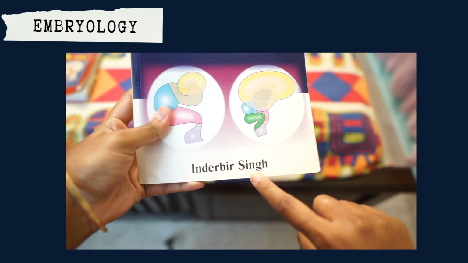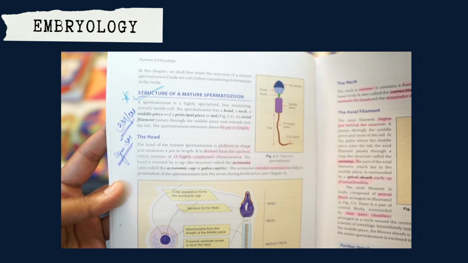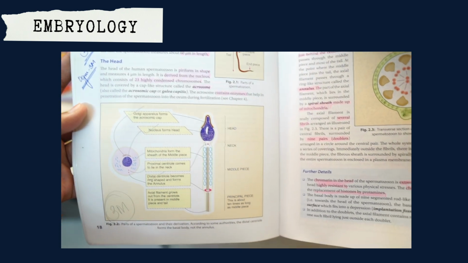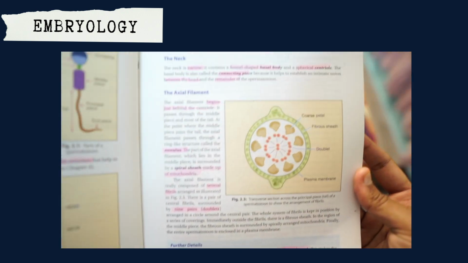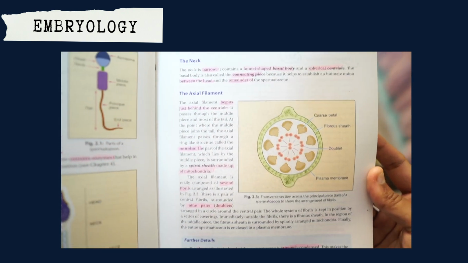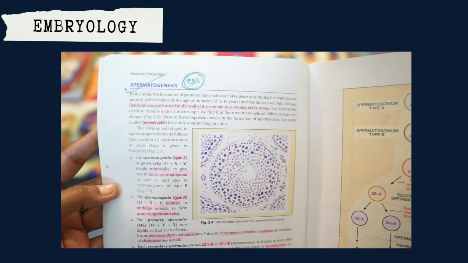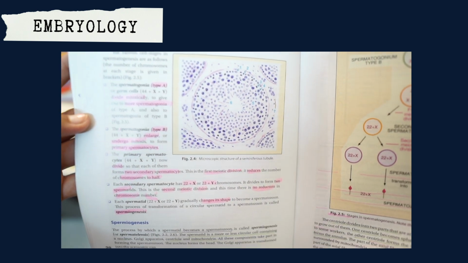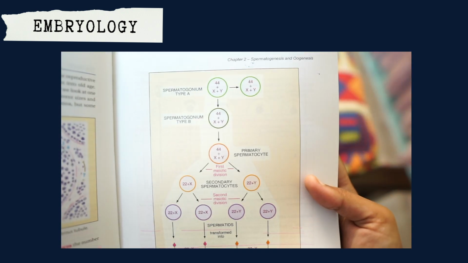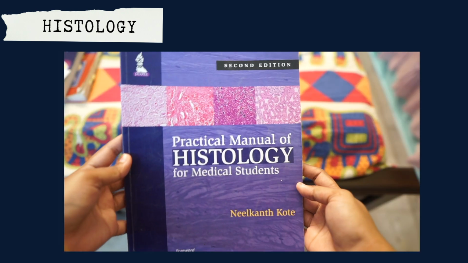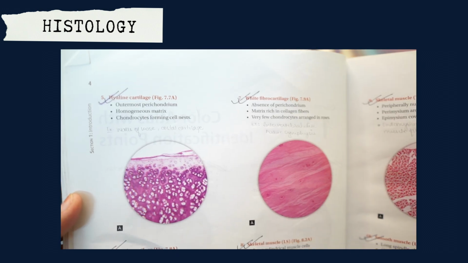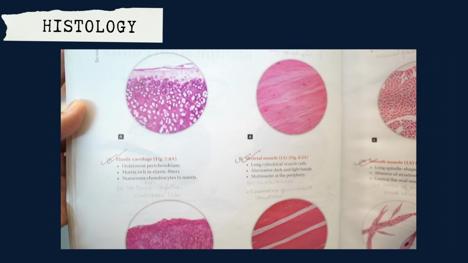Human Embryology, this one is by Inderbir Singh, again one of my favorite books. What I like about this book is that there are very good diagrams in this, and all the content is given in a neat manner. Yes, you have to extract points out of this, but otherwise it's a very good book. Coming to Practical Manual of Histology by Neelkanth Kote, again a very good book.